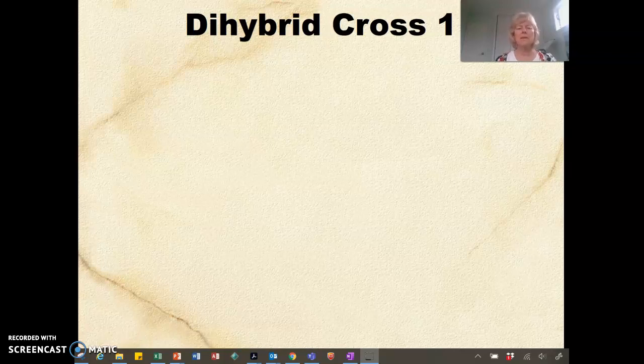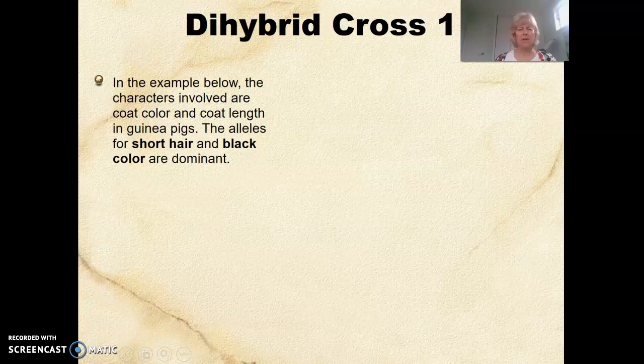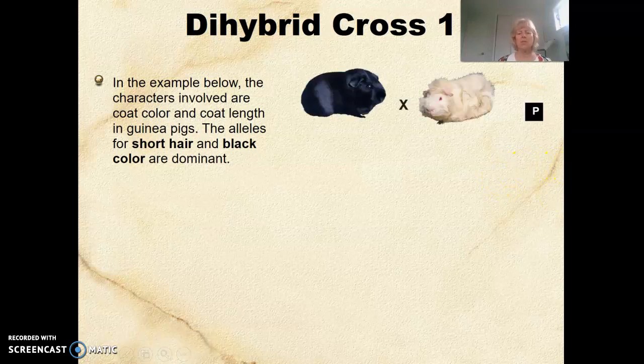Yeah, hello girls. Last time we started with dihybrid crosses, and you will remember that dihybrid means that we are looking at the inheritance of two genes together. So we are going to look at an example of guinea pigs, and the two traits we are looking at are whether their hair is short or long, and the color, which can be black or white.